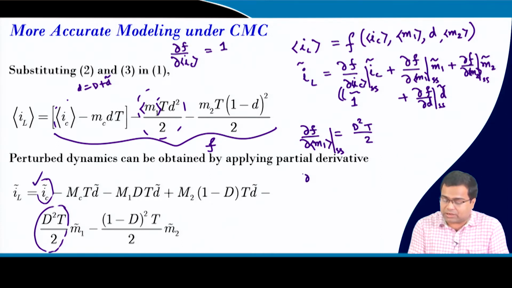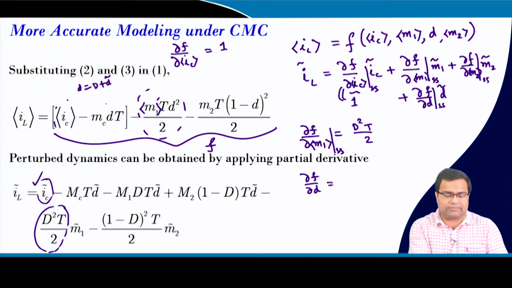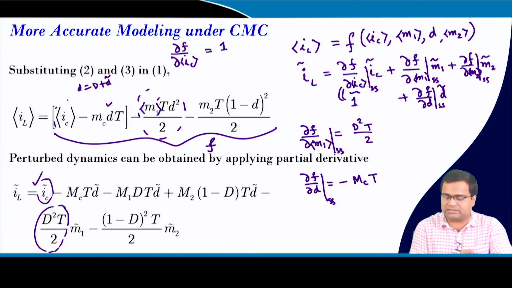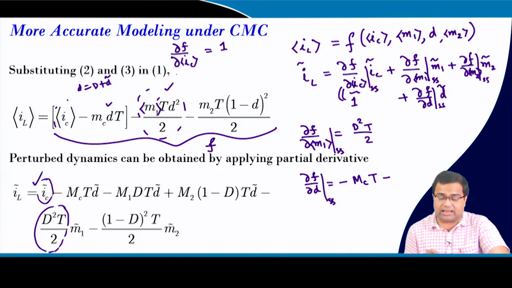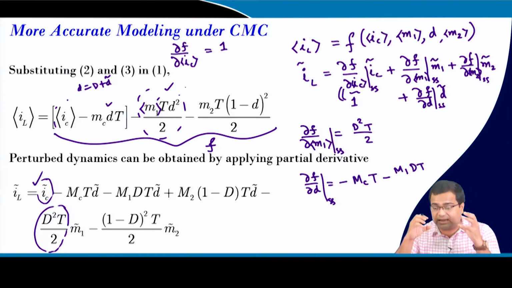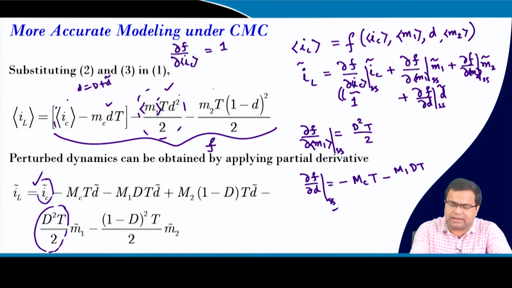Now, what is my dou F dou D? You will first get this term: minus, at steady state, minus MC, although small MC and capital MC are the same because we are not perturbing it, into T because we are differentiating with respect to D. Then for the second term, what will we get? M1 dt, because there is a D square term. So, if you differentiate, 2D, and D should be capital because we are finding at steady state, the 2 gets cancelled.